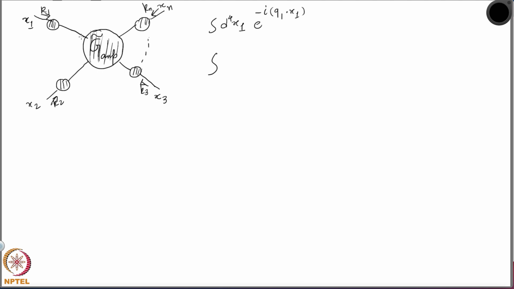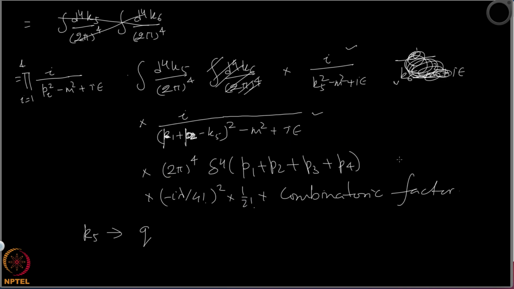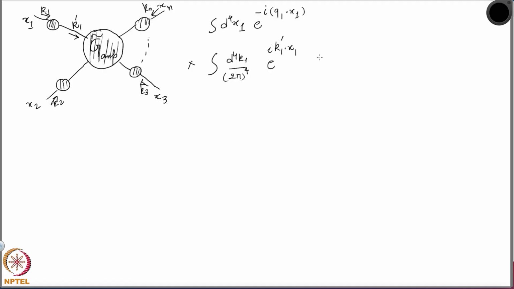Okay, and this one let me call k1 prime. I'll put the arrow this way. So that's the Fourier transform of this object. You have d4 k1 over 2 pi to the 4, then e to the i k1 dot x1 or k1 prime dot x1. This is exactly this factor, coming from here. So that's this factor. Then I should write all the propagators.